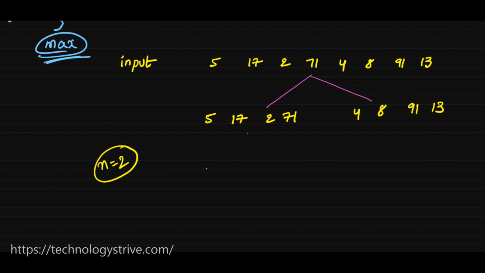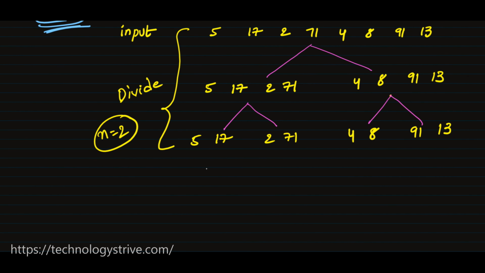So again divide the array into two parts. Now 5, 17, 2, 71. In this case 4 and 8 and 91 and 13. And then we arrived at the n equal to 2 case, which means we are able to find the answer. What is the answer between these two? 17, and between these two 71. Between these two it is 8, and between these two it is 91.